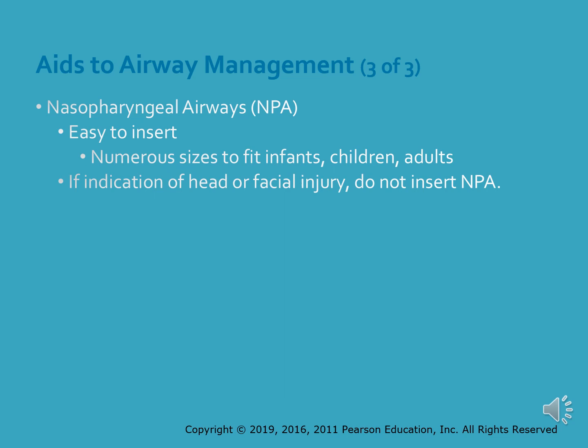You're going to use a water-based lubricant on the outside of the tube before you insert it. And then you're going to keep the patient's head in a neutral position while you gently push the tip of the nose upward. Insert the device straight back through the nostril. If the device has a beveled, angled end, then you should point that toward the septum or the midline of the nose. You're going to gently advance the device until the flange rests firmly against the patient's nostrils.